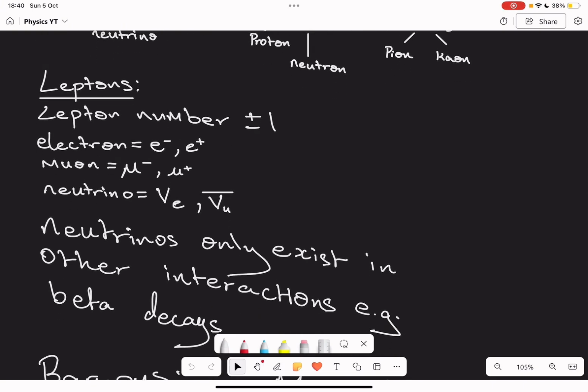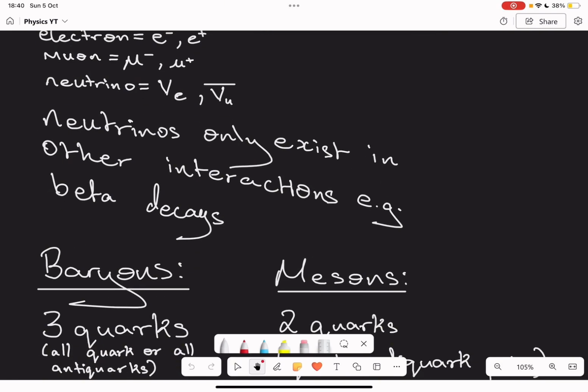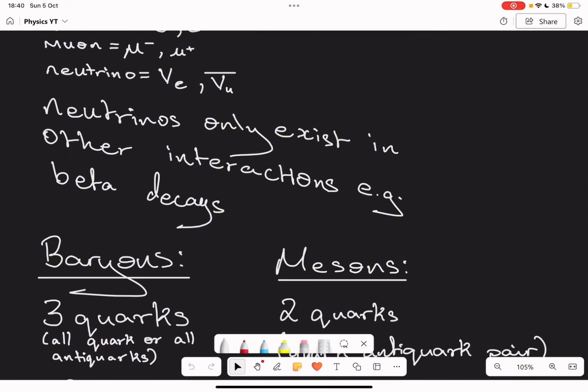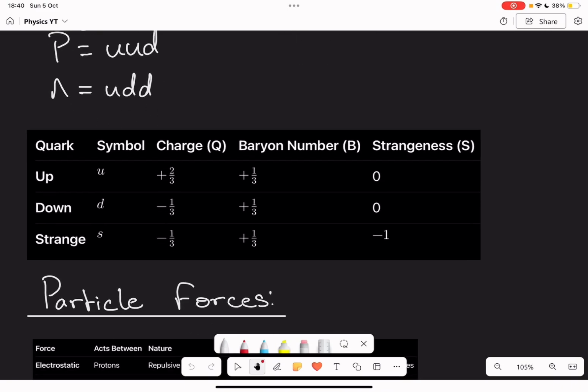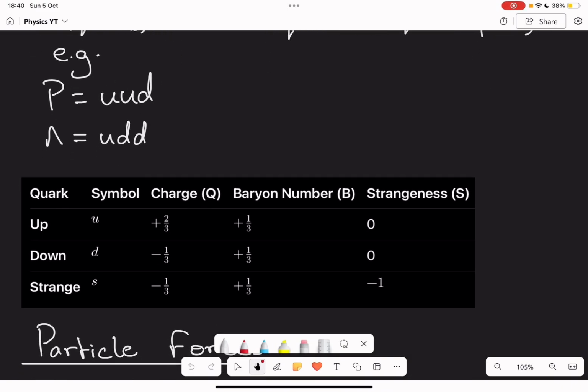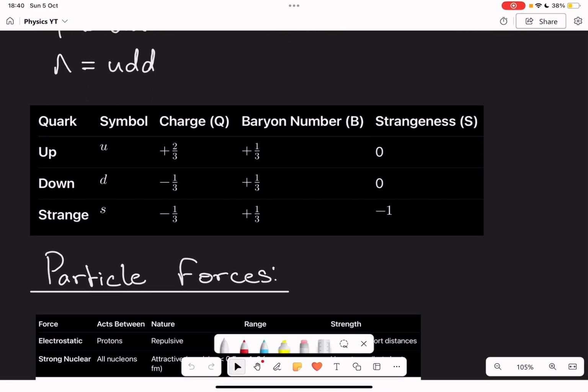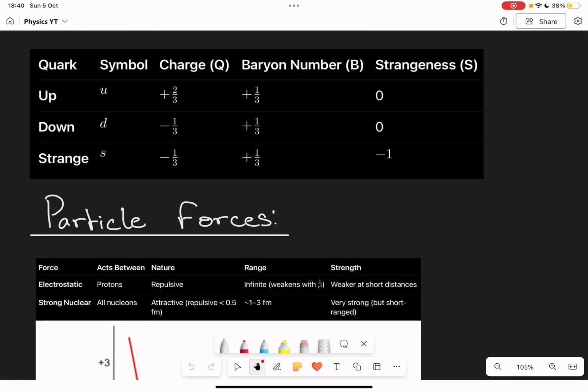Leptons have a lepton number of plus or minus 1, and these include electrons, muons, and neutrinos. Neutrinos only exist in other interactions, for example, beta decays. Baryons have 3 quarks, mesons have 2 quarks. These are some of the examples. These are some of the quarks, which will normally be given to you in the formula sheet.